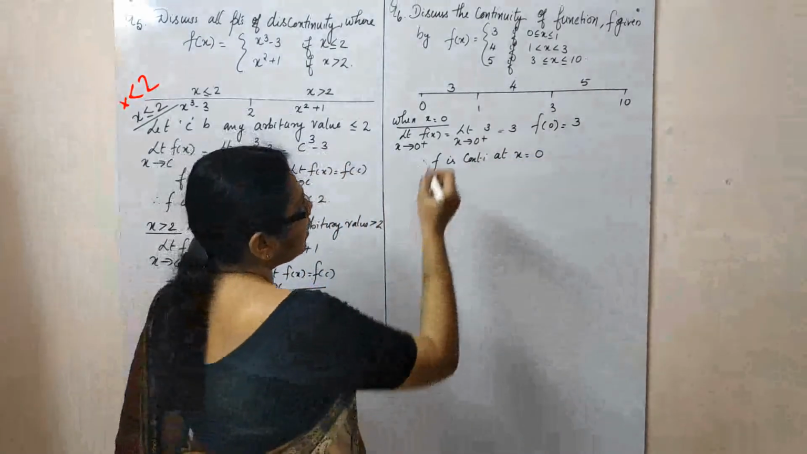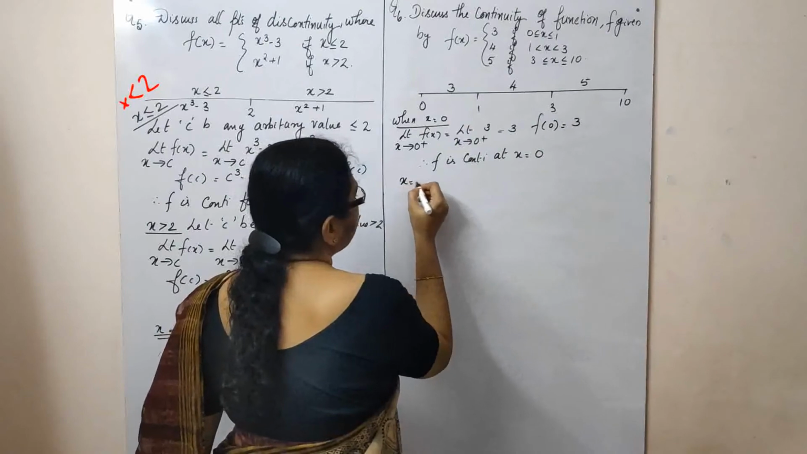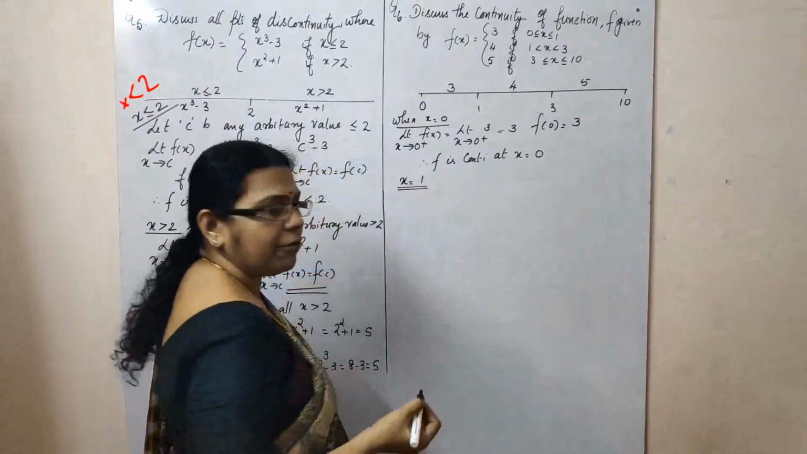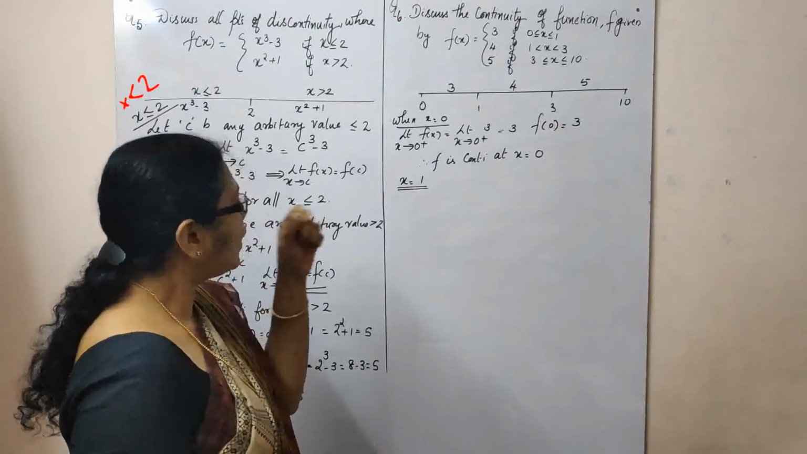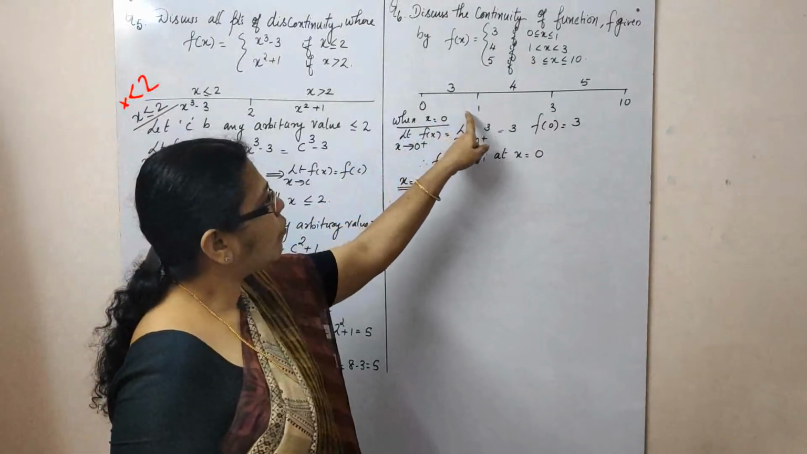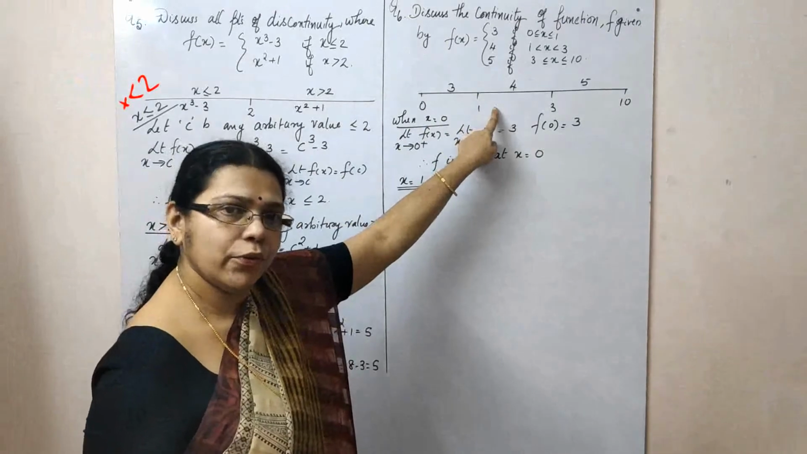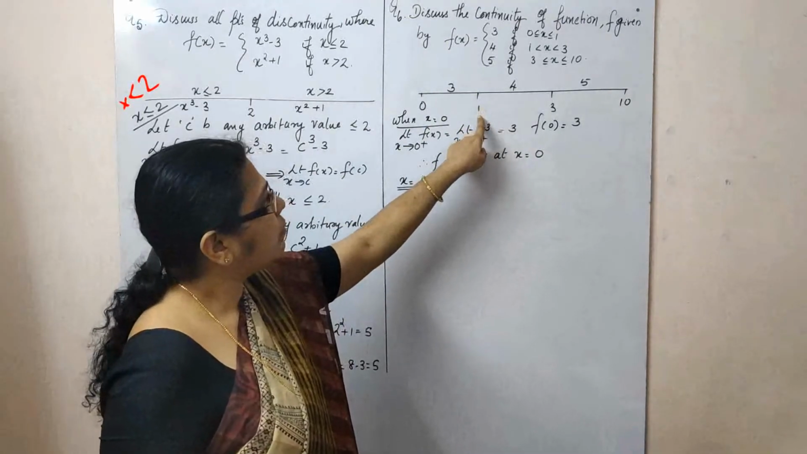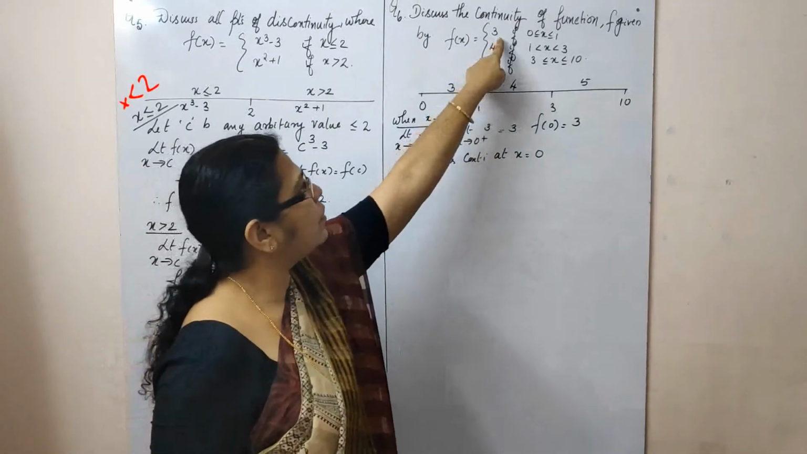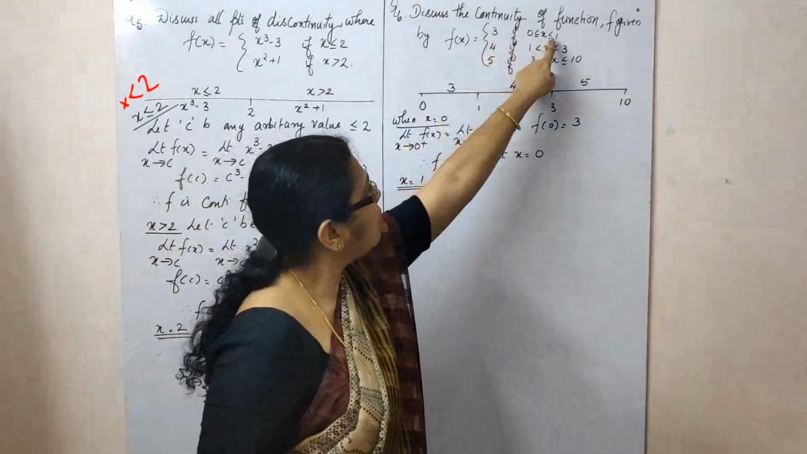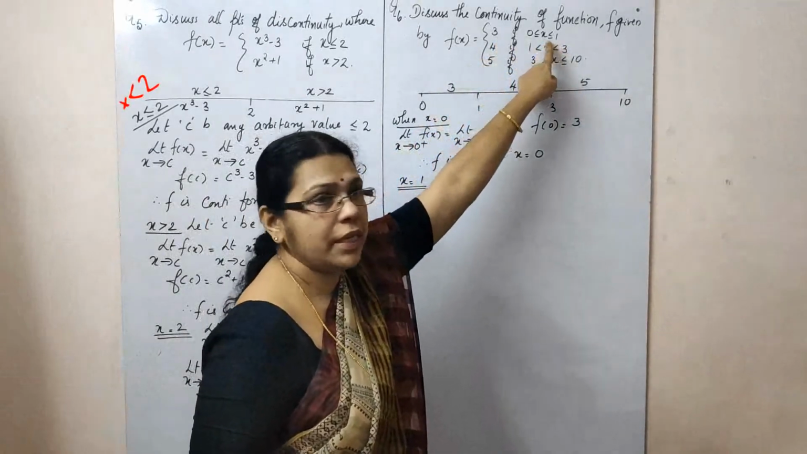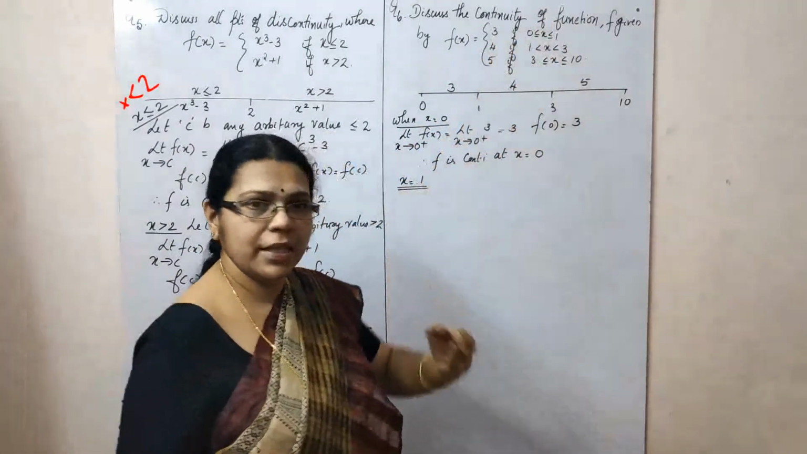Right? Now I am checking for x is equal to 1. Checking the continuity for x is equal to 1. Now if you look at the left of 1 you have the value 3. The right of 1 you have the value 4. Now at 1 what is the value? 3 again, because when x is less than or equal to 1, the value of the function is 3 again.